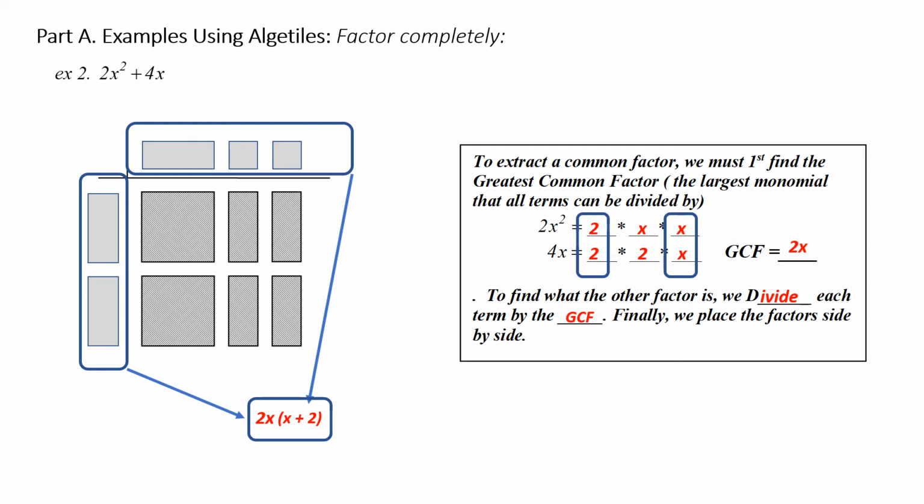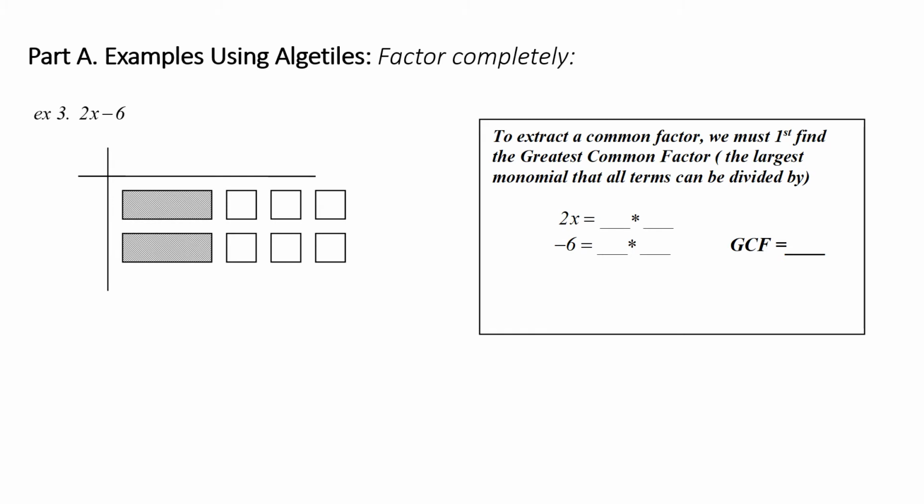All right, one more example using algetiles. 2x minus 6. Again, notice I've distributed it in such a way that it forms a rectangle. So first, let's talk about the left-hand side. On the left-hand side, I have 2 x's where the long part is facing up. Therefore, my sides are going to be 2 1s. Up above, the long side, or x, is facing the upper part. Therefore, I'm going to have an x.